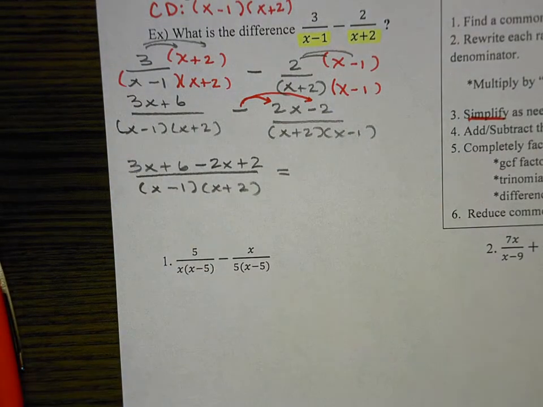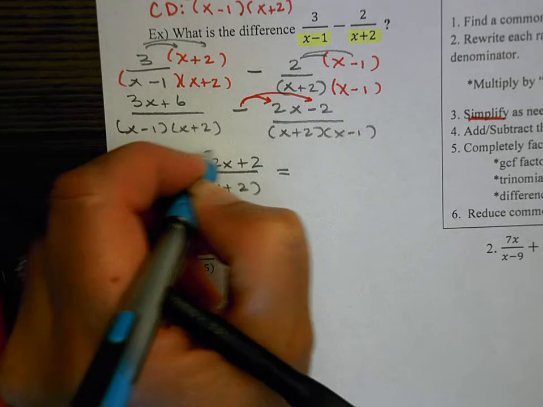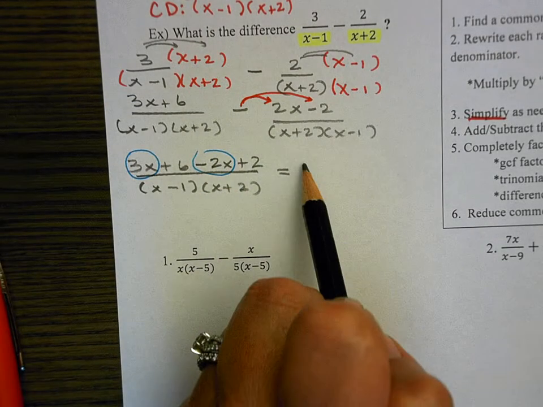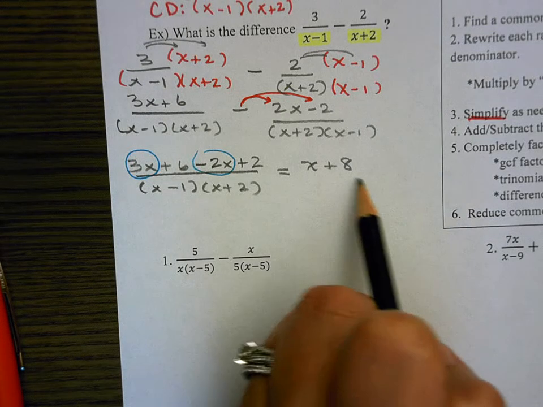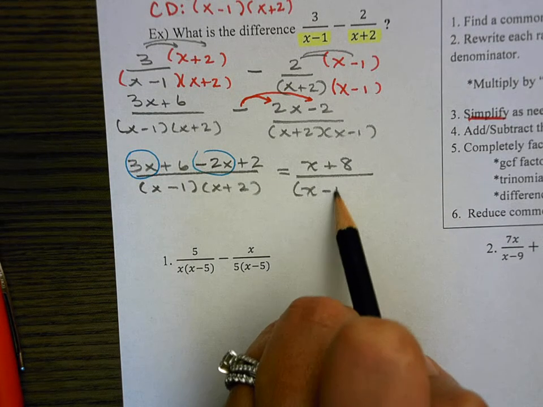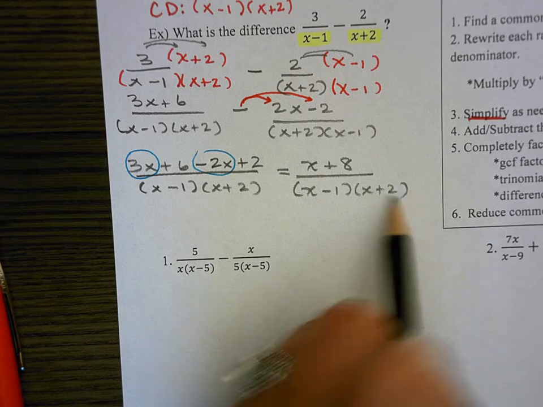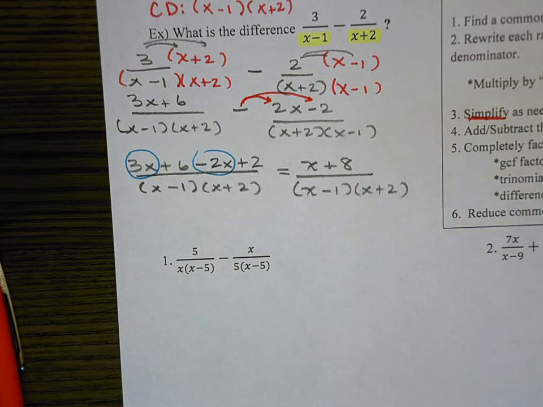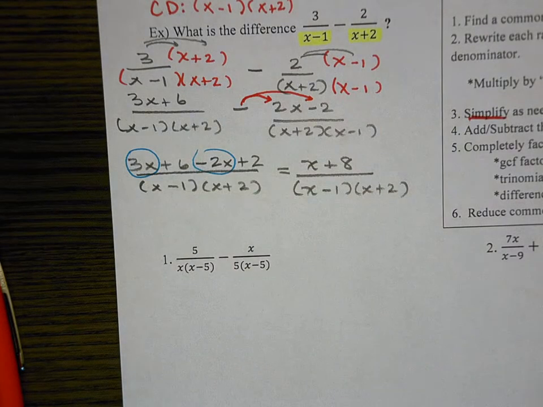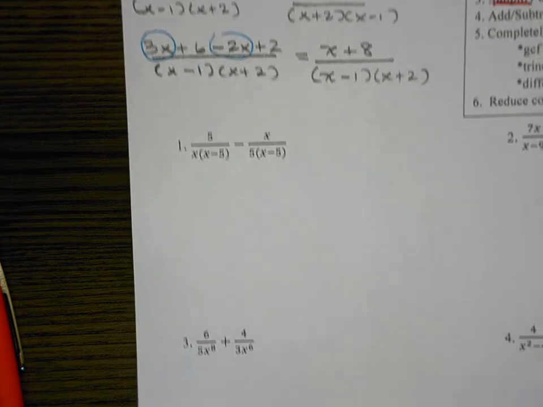So I can go ahead and combine 3x and negative 2x. And then 6 plus 2. And then nothing factors here, so then I have like common factors, and so that would just be all that I have for that particular problem, and so that is the last of that, okay? So I can't simplify that any further. All right, let's go ahead and take a look at question number 1.